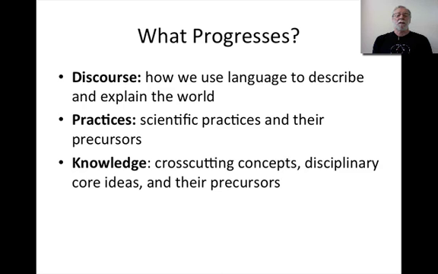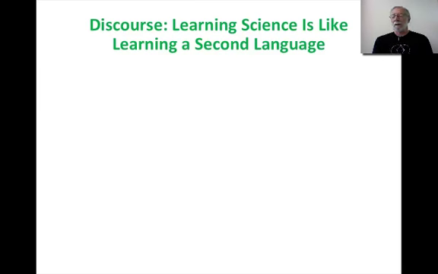So, what progresses in a learning progression? We think about 3 dimensions: discourse, how we use language to describe and explain the world; practices, scientific practices, and their precursors and less scientific practices; and knowledge. In Next Generation Science Standards, this is described as cross-cutting concepts like matter and energy and disciplinary core ideas. So practices and knowledge are probably pretty familiar to you, but we expect that discourse may be a new idea.